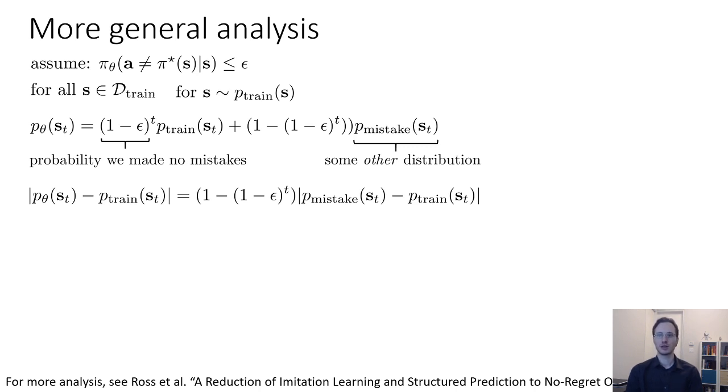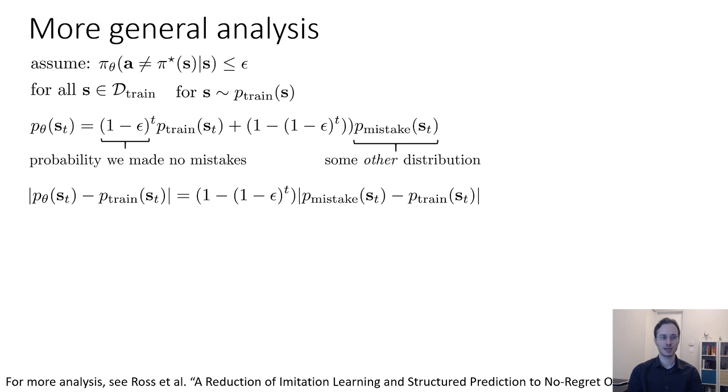So if we take the left-hand side of this equation and substitute in the above equation for p_theta, basically substitute in (1 - epsilon)^t times p_train plus (1 - (1 - epsilon)^t) times p_mistake, the first p_train term cancels with the minus sign, and we just end up with (1 - (1 - epsilon)^t) times the absolute value of p_mistake minus p_train.